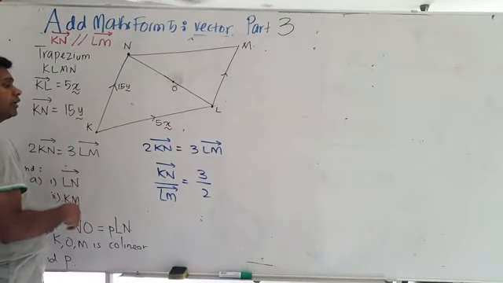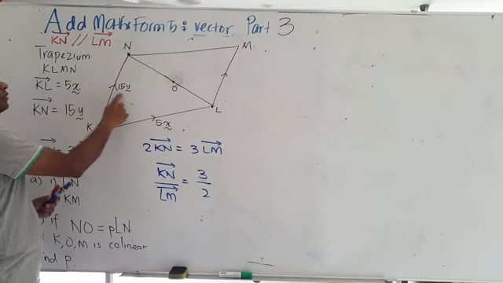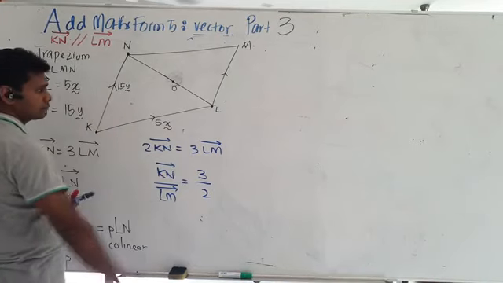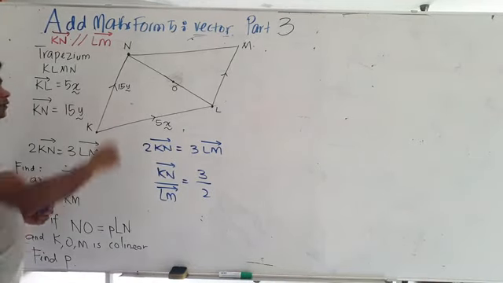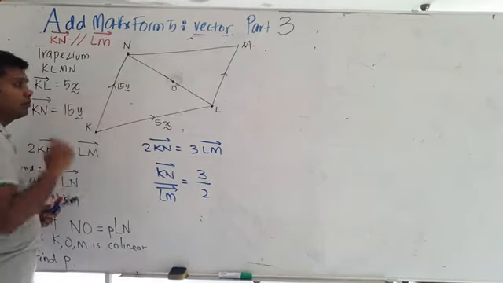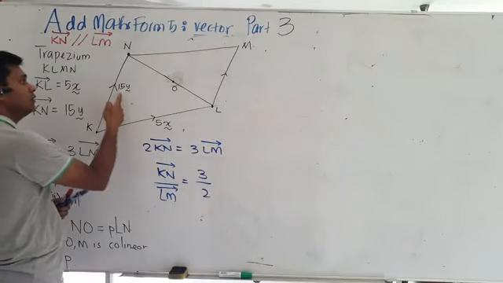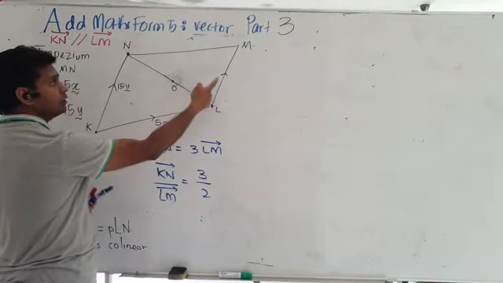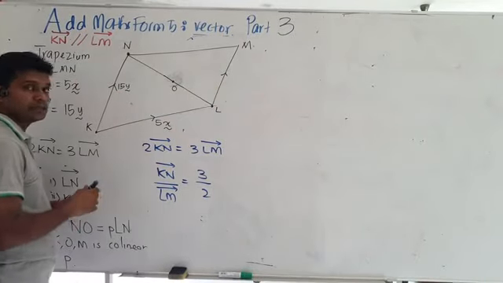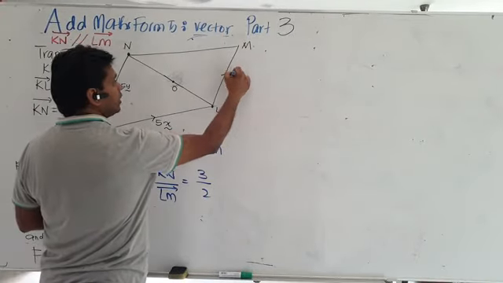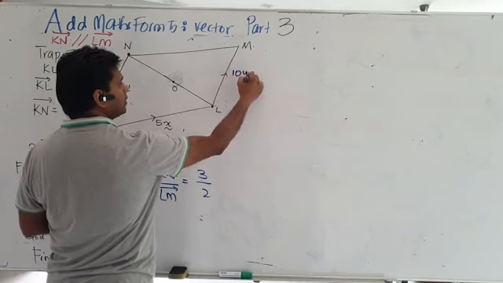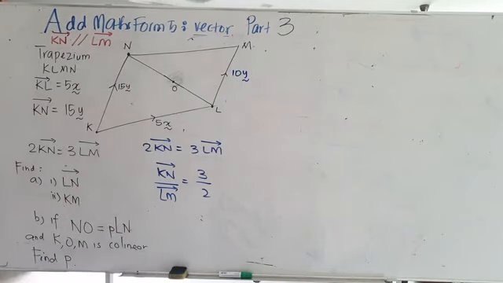So from there, you can understand KN is 15y, which is 3 parts. This is 3 parts, is 15y. So this one is 2 parts. 2 parts means how much? 3 parts is 15y, so 1 part is 5y, and 2 parts is 10y. So therefore, we have now found the answer. LM is 10y. Are you okay? All right? Okay, good.